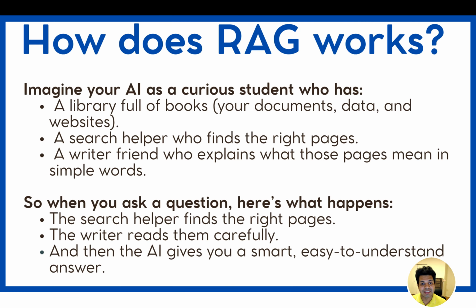Now the next question is, how does RAG work? Okay, so let's see how it really works. Imagine your AI as a curious student who has, number one, a library full of books. In the real world, it may be your documents, data, and website. Secondly, a search helper who finds the right pages. And thirdly, a writer friend who explains what those pages mean in simple words. So when you ask a question, here is what happens. The search helper finds the right pages, then the writer reads them carefully, and then the AI gives you a smart, easy to understand answer. That's the heart of RAG.